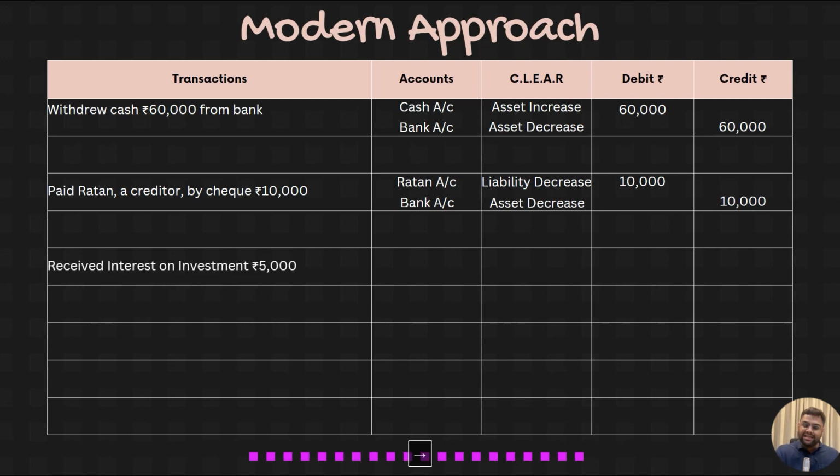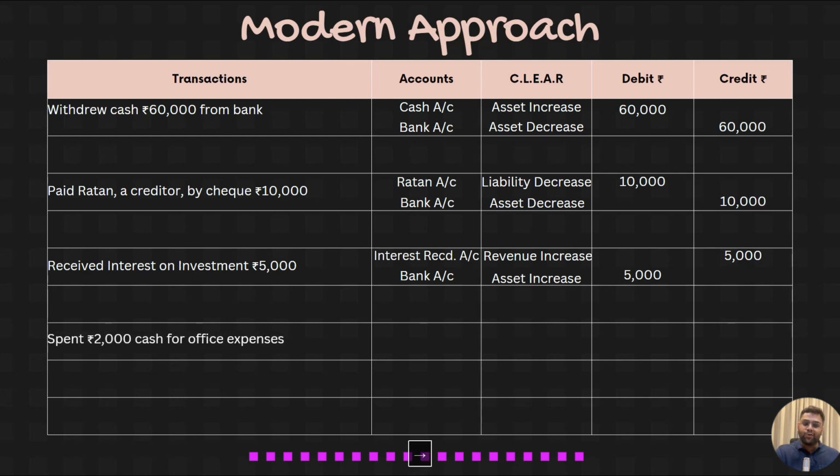Next, received interest on investment ₹5,000. The two accounts here are interest received account and bank account. Interest received is our revenue. Revenue is increasing, therefore credit. And if you are earning money, bank balance is also increasing. Asset increase is debit.